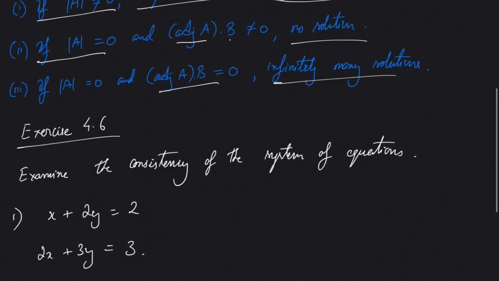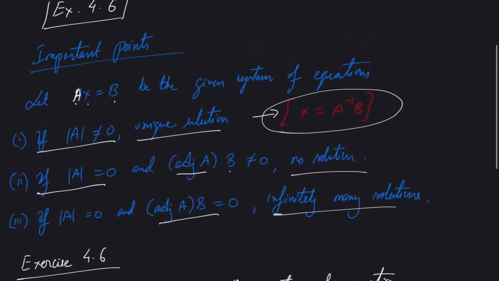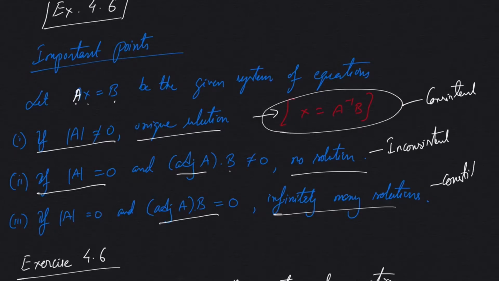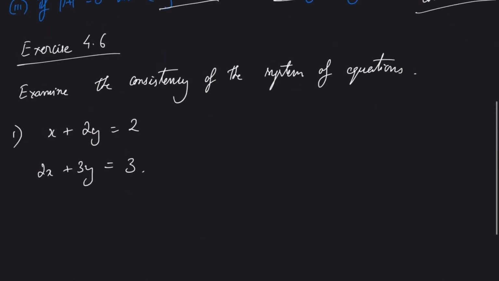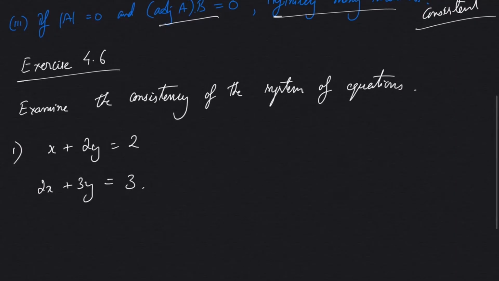Now if you look at exercise 4.6, the first set of questions states: examine the consistency of the system of equations. We have seen that only for the no-solution case will we say that the system is inconsistent. Otherwise it will be consistent, and if it has at least one solution, then we will say that it is consistent. Now let's try.